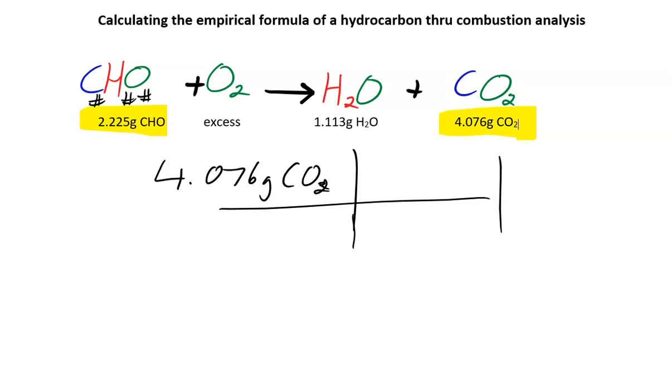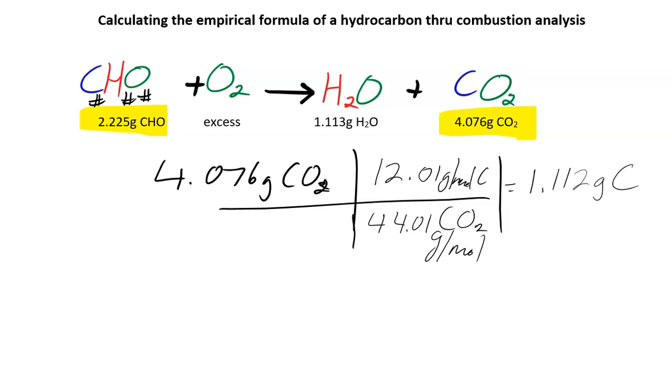So we're going to have carbon dioxide on top, carbon dioxide on the bottom. We're going for molar mass of carbon dioxide, 44.01 grams per mole. And then we're going to see the amount of carbon in 1 mole of carbon dioxide by mass. There's only one carbon, so it's 12.01 grams per mole of carbon. I did the math and I got 1.112 grams of carbon.